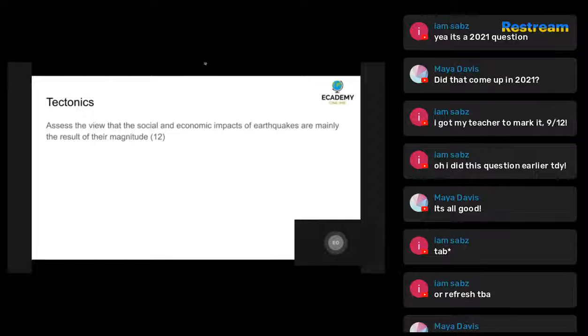And within that paragraph, you may want to talk about a less economically developed country or a more economically developed country, HIC and LIC. And then the second paragraph, you may want to talk about something completely different to magnitude, right? So bear that in mind. With assess questions, it's not just focused on the premise of the question itself, but what other factors may be included in this too, okay?